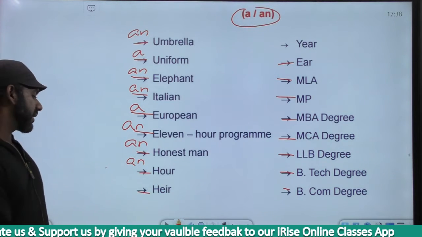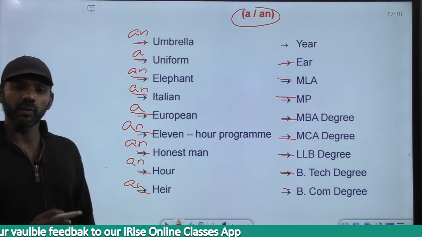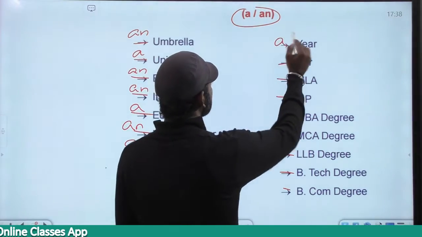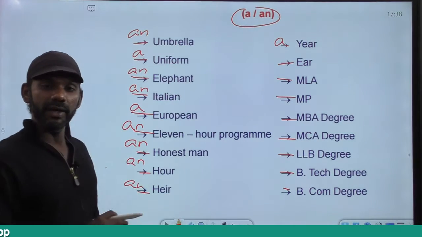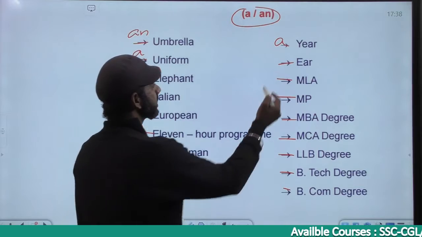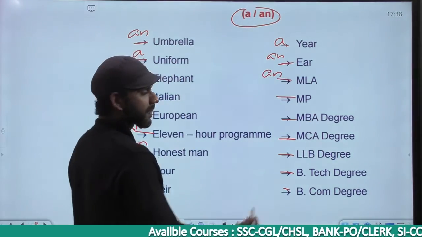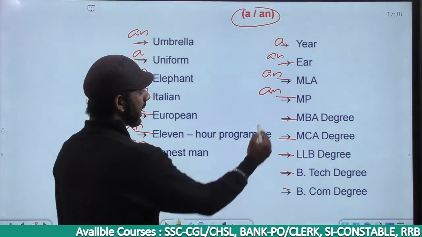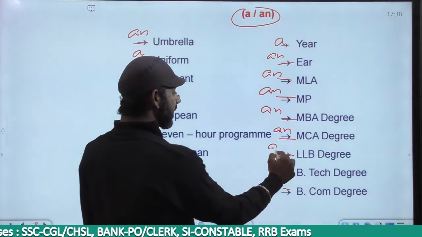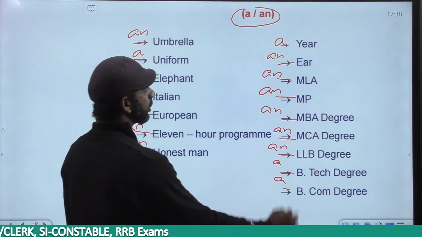Dash air, I say it must be an air. Dash year, Y-E-R is pronounced as year, I say it must be a year. Dash ear, Y-E-R is year, E-R is ear. Dash ear, I say it must be an ear. An MLA, an MP, an MBA degree, an MCA degree, an LLB degree, a BTech degree, a BCom degree.